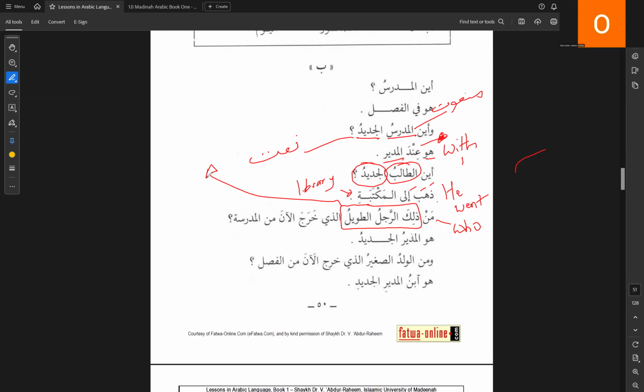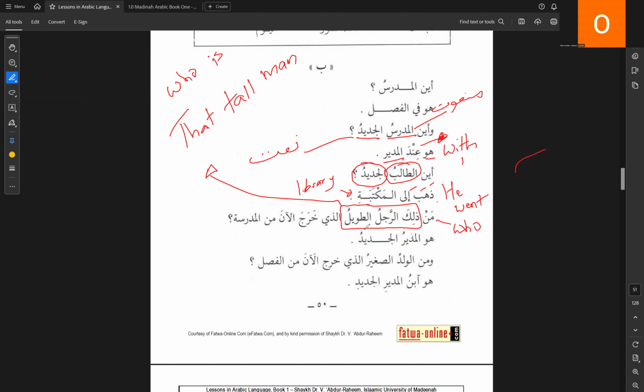What does ذلك mean? That. And then الرجل الطويل means what? The tall man. Who is that tall man? Now, ذلك kind of falls into the sequence.